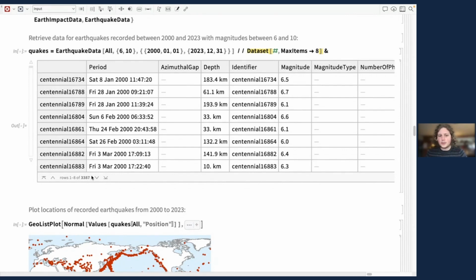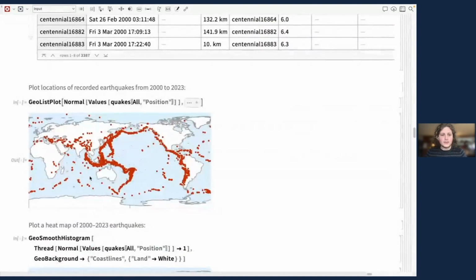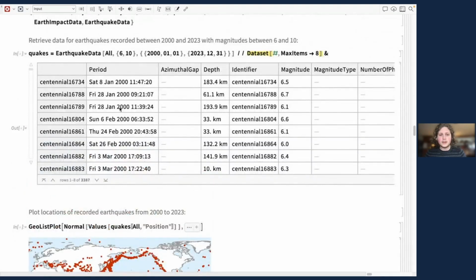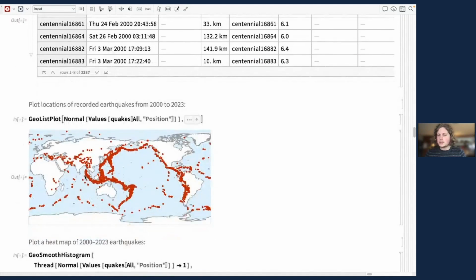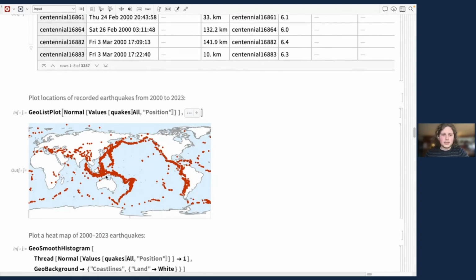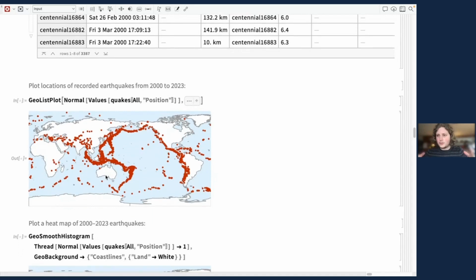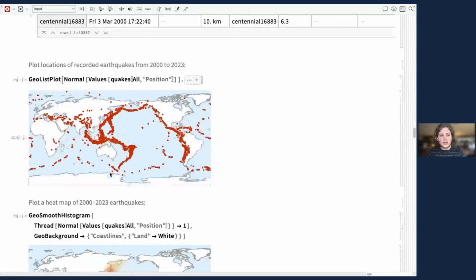And so I might say, okay, well, where were all of these earthquakes? And we can simply say, okay, I'd like the position values of all these earthquakes from this table. And I'd like to see a GeoListPlot of all of these points. And so here's where all of these earthquakes were recorded from 2000 to 2023. And so you might be interested in thinking, well, where were earthquakes most densely recorded?